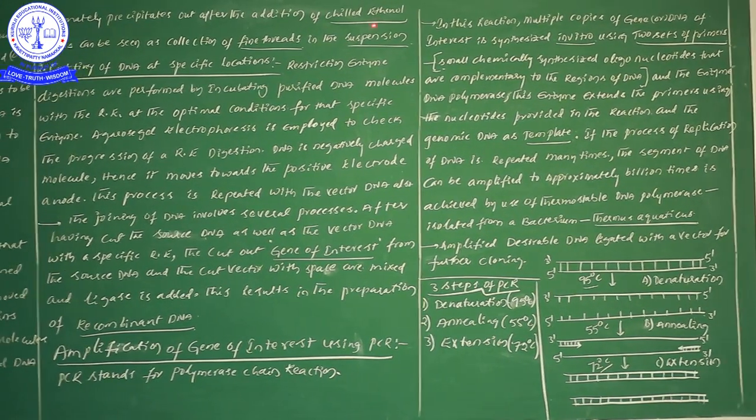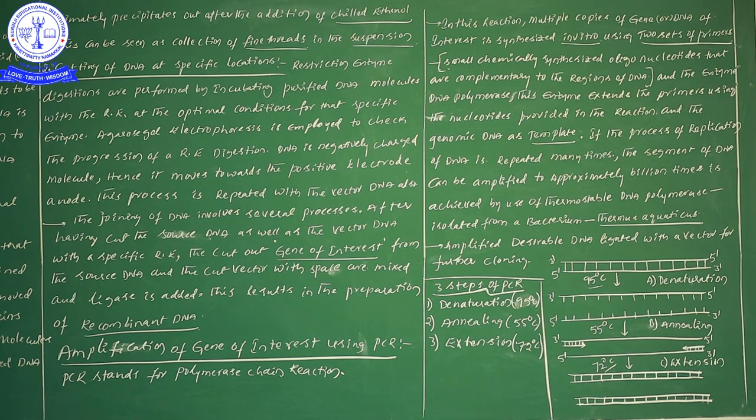So after the addition of chilled ethanol, here they didn't give it clearly, but as far as our practical is concerned, how will we add this chilled ethanol? On the walls of the test tube, drop by drop, we will pour the chilled ethanol at the walls of the test tube. In that case, definitely the purified form of DNA ultimately precipitates out.